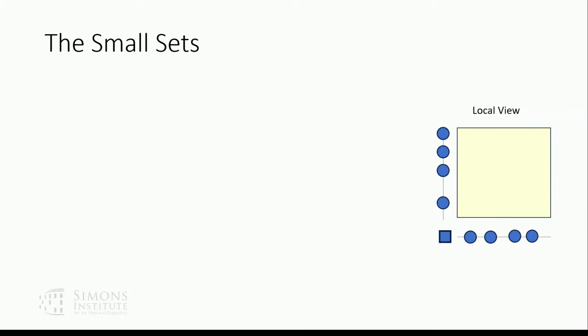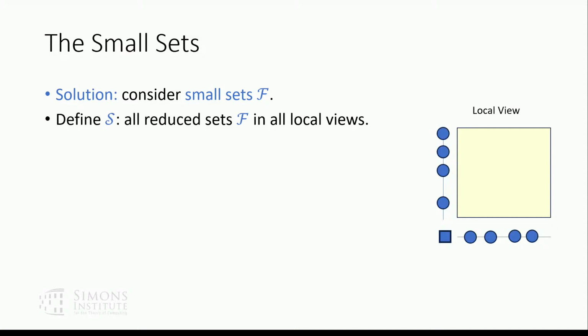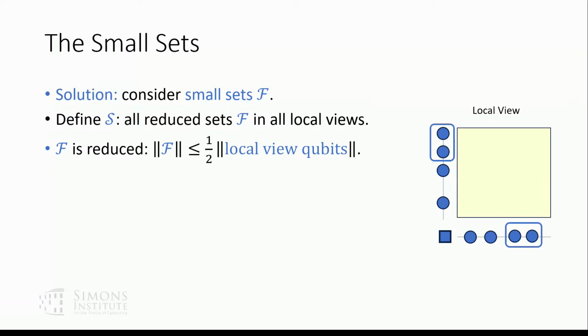So we need to go and look for small sets. And these small sets are going to be exactly the small sets that are problematic. So we're going to look at all reduced sets in all local views. So every set which is at most half of the qubits in a local view is the collection of sets we're going to look at. And what's important to notice is, first of all, it's a linear number of sets. This is because we have a linear number of local views.